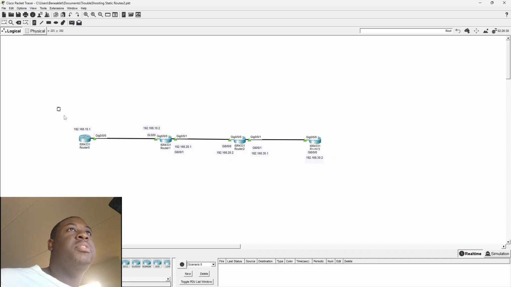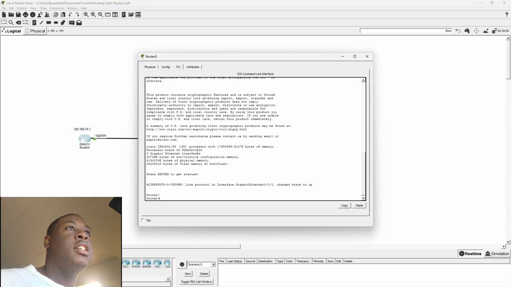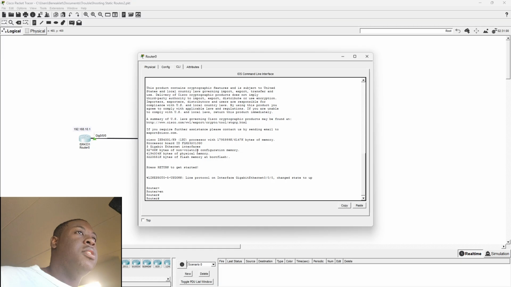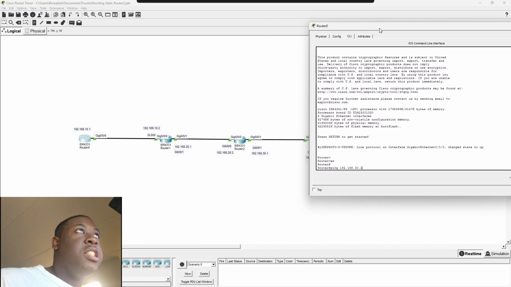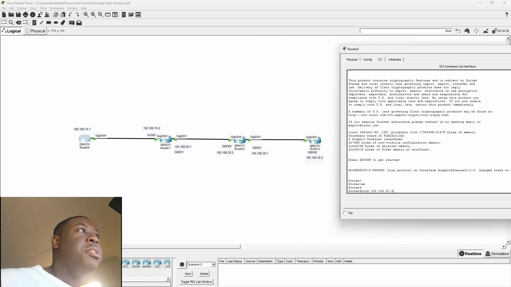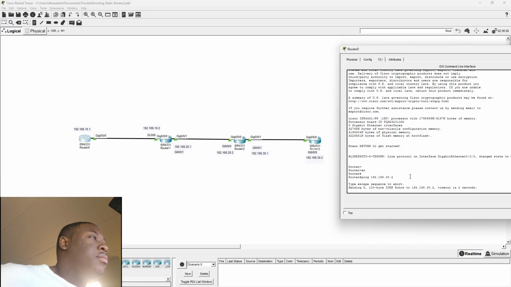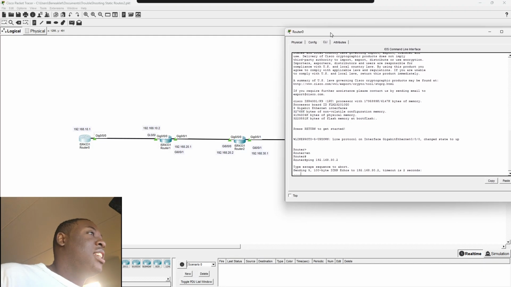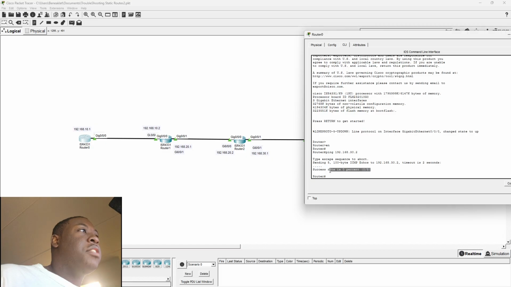For this lab, our goal is to have router 0 ping router 3. We can first test this by going to the CLI, enable, and pinging 192.168.30.2, which is the interface IP on the router. We'll test that, and it's not going to work. This is a troubleshooting lab, after all, and we get a 0% success rate, so it's not able to ping.